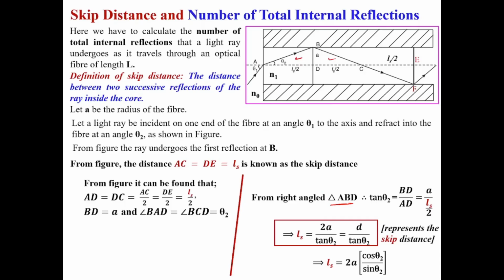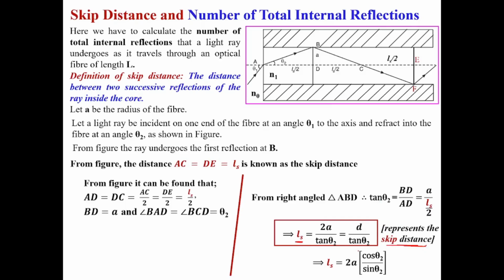Considering right angle triangle ABD, tan theta 2 will be equal to BD, this distance, by this distance AD, BD by AD. BD is nothing but the radius a, AD is nothing but LS by 2. That implies LS we found is 2a by tan theta 2. 2a is nothing but diameter D, so D by tan theta 2. This D is nothing but the diameter of the core. LS represents the skip distance.